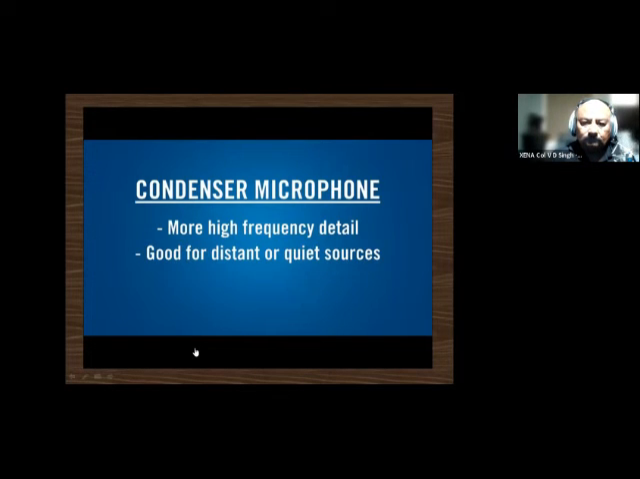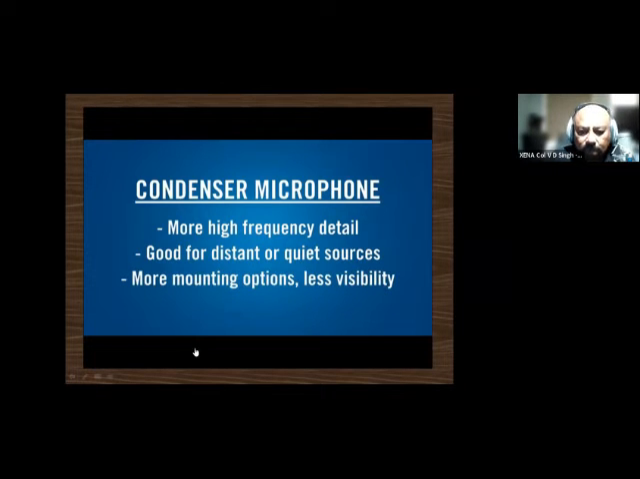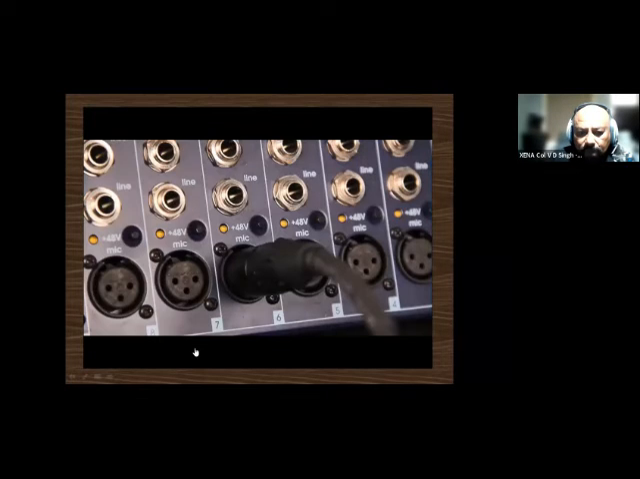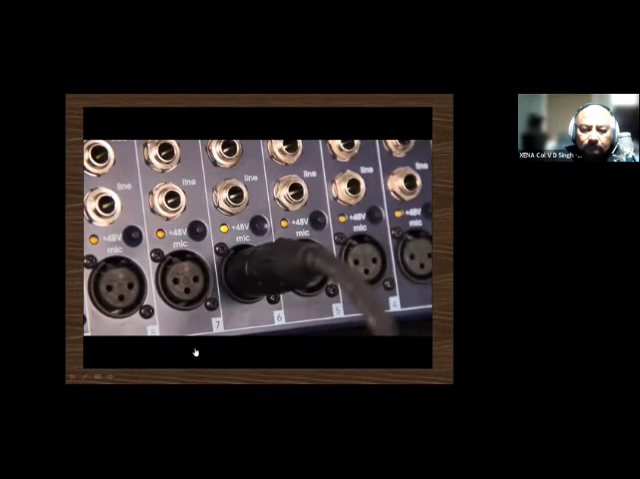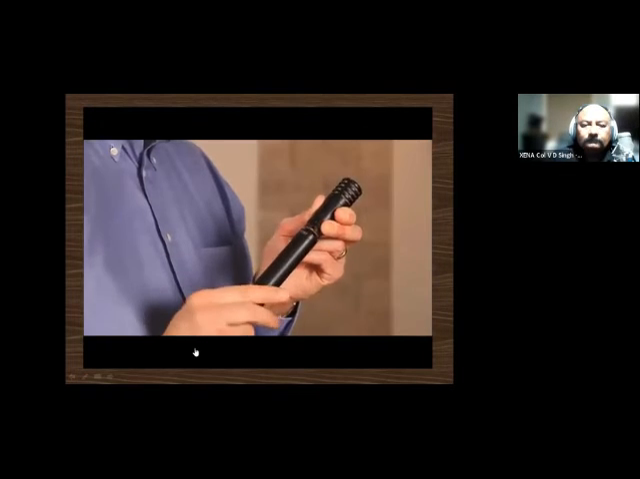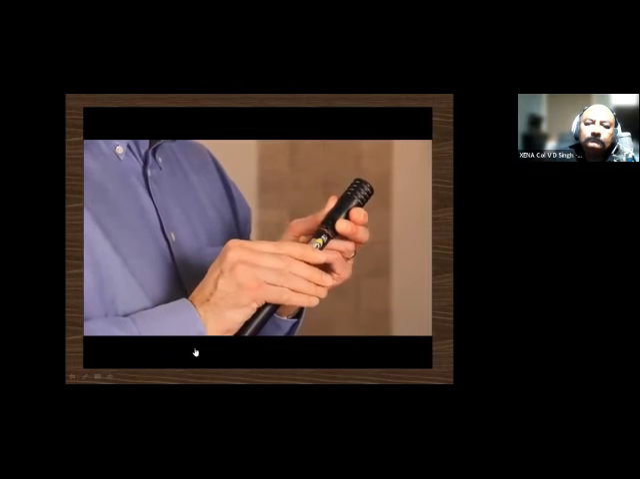Since there's no magnet in a condenser mic, they can be made extremely small, which makes it easier to mount them in tight spots and make the mic less visible. Condenser microphones have internal circuitry that requires power to operate. Usually, phantom power is supplied through the microphone cable from the mixer or recorder. Some condenser microphones can run on an internal battery, but that's less common.